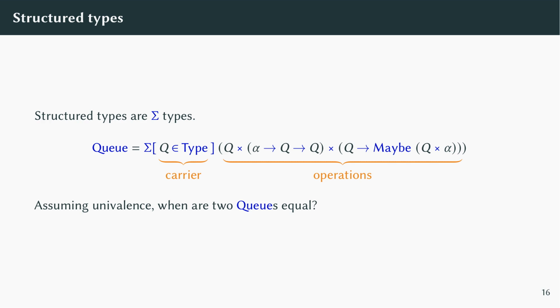So let's get back to representation independence. In dependent type theory, we can express types with a structure as sigma types. For example, a Q implementation is a pair of a type, called the carrier type, and a triple of operations on the carrier, giving us the empty Q and the NQ and DQ operations. So the question is, if we assume univalence, when are two elements of Q equal?